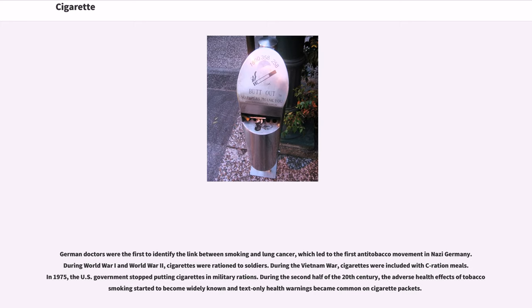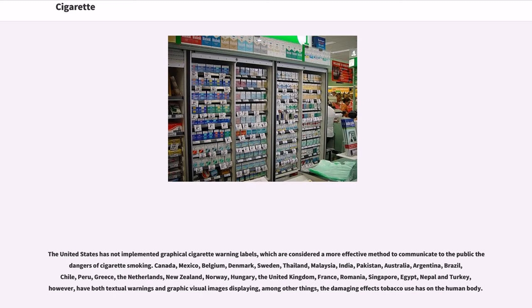During the second half of the 20th century, the adverse health effects of tobacco smoking started to become widely known and text-only health warnings became common on cigarette packets. The United States has not implemented graphical cigarette warning labels, which are considered a more effective method to communicate to the public the dangers of cigarette smoking.